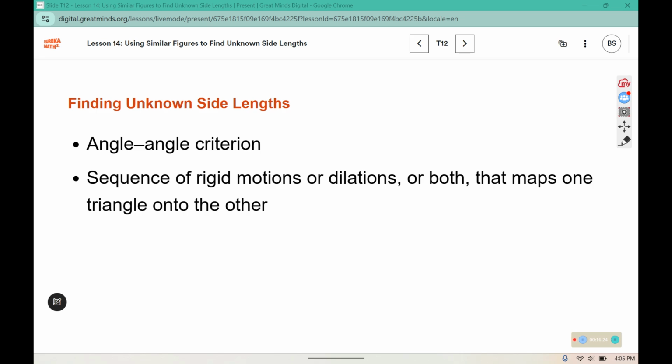So there are a couple of different ways we can determine if triangles are similar, and then using this similarity to help us find those missing side lengths. One of the ways is through AA criterion, where we use two sets of equivalent angles from each triangle. The other way is using a sequence of rigid motions or dilations that map one to another. So if it can be dilated and shifted or reflected or rotated to match up, then that's another way you can prove that they are similar.